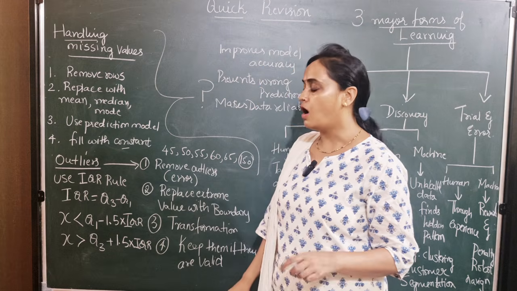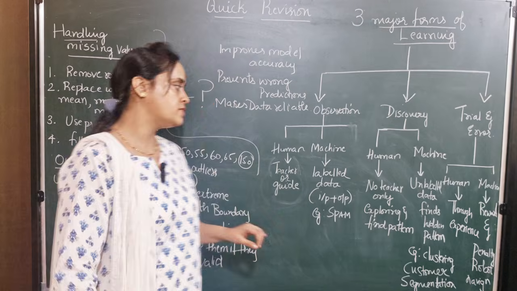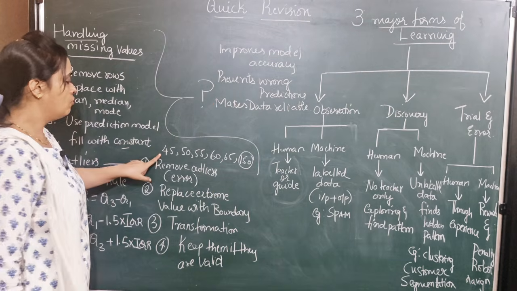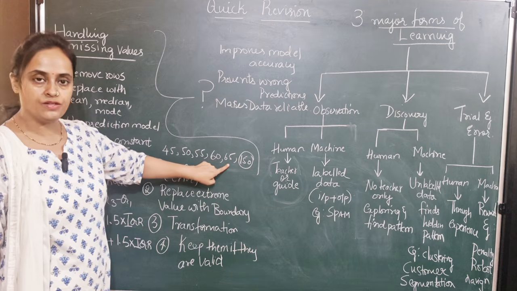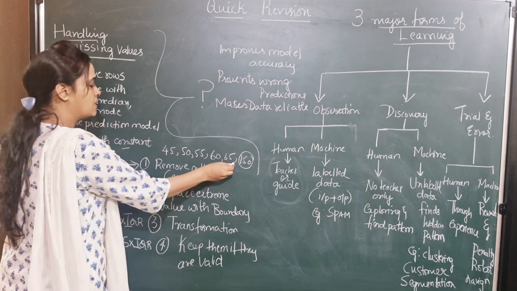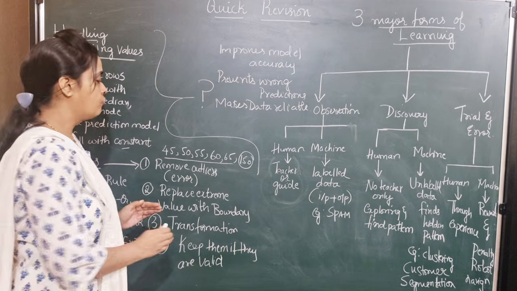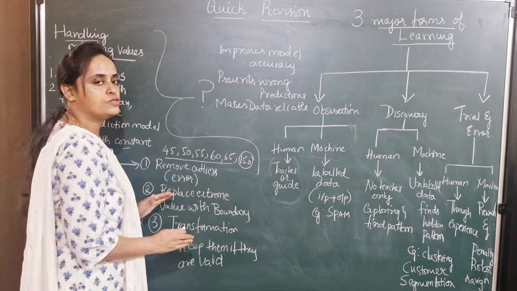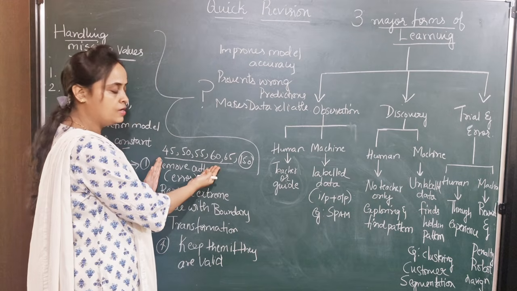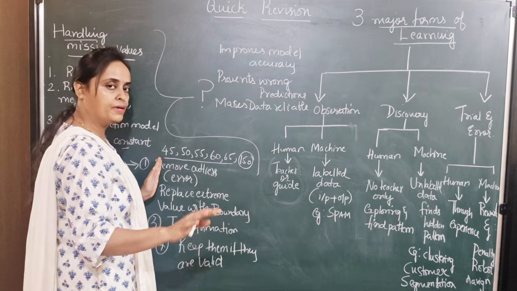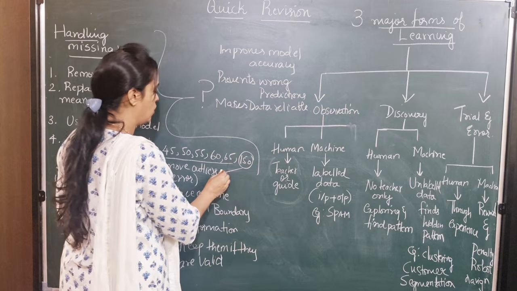Next is outliers. First, to understand what outliers are, here is an example data set: 40, 50, 55, 60, 65, 150. If you observe this data and find the mean and median, it is observed that 150 is very far from the rest of the data set. Since this 150 is very far from all the other values, we call this an outlier.